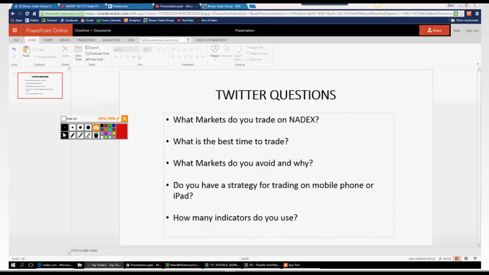I've been trading Nadex almost 3 years. Do I trade spreads? Yes, I trade spreads, and I'll show you some spread trades today. It was a great morning. I probably will not take any more trades today, but it was a fantastic morning. Any other questions Nadex related, as far as platform goes, as far as markets, bid-ask spreads?